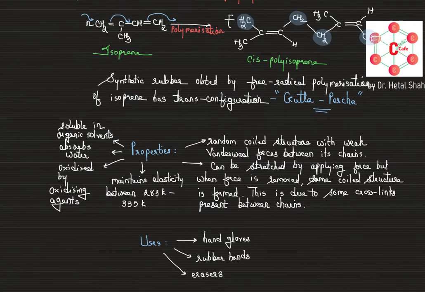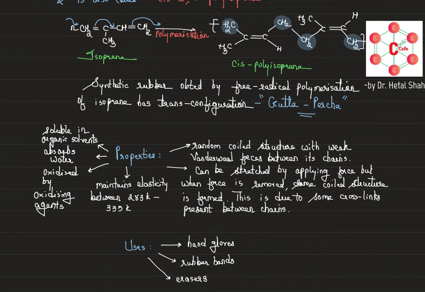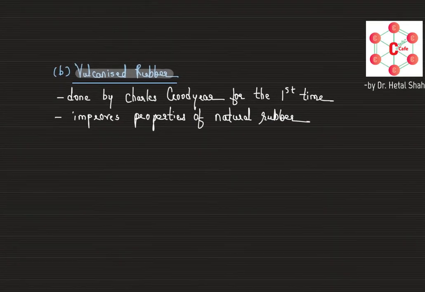As you can see that it is the cis isomer, but you can see that natural rubber has a lot of limitations. To overcome this limitation, there is one process which is done on natural rubber, which is called vulcanization. So let us understand what we have in vulcanized rubber. That comes next. So let us now take up the vulcanized rubber.